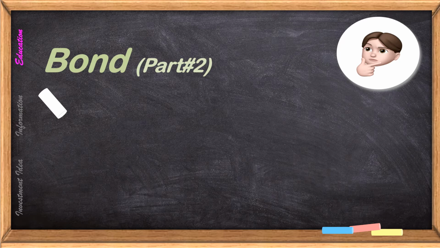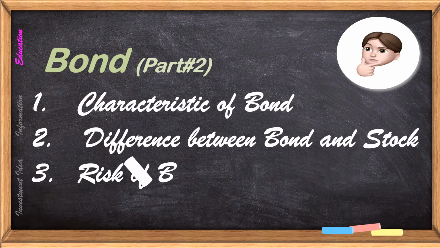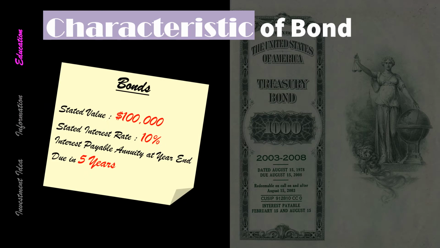To recap, we have discussed what a bond is and three different types of bonds in the previous episode. Today, the focus of my presentation is to give you a better understanding of bonds as follows. First, the characteristics of a bond. Second, the difference between a bond and a stock. Finally, the risks of a bond. As we discussed in the previous episode, a bond is simply a loan given to a company or government by an investor.